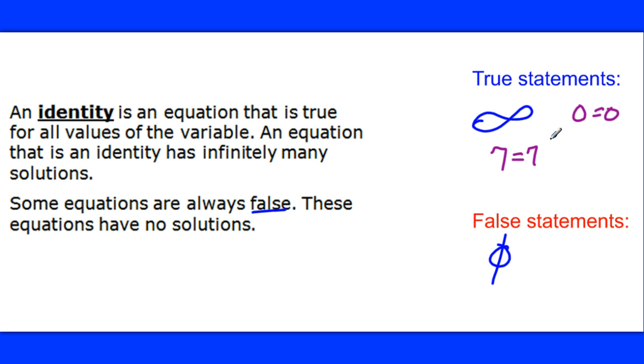If you're working away and the variables disappear, but you end up with a false statement like 0 equals 3, because it does not equal 3, or 6 is equal to 12. It does not equal 12. That's basically saying regardless of what you put in there, you're not going to be able to find an answer.